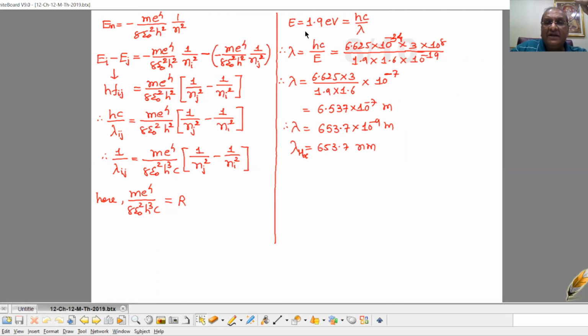If the frequency of this emitted radiation is f, then we can write this energy 1.9 electron volt as hf, but f equals c by lambda. So we can write that it is equal to hc by lambda. So lambda is hc by E, with h 6.625 into 10 raised to minus 34, c 3 into 10 raised to 8, and energy in joule: 1.9 into 1.6 into 10 raised to minus 19. If you solve this, you will get lambda as 653.7 nanometer. Clear? That is very close to H alpha. So in this way one can explain the atomic spectra obtained for the hydrogen atom. Clear?